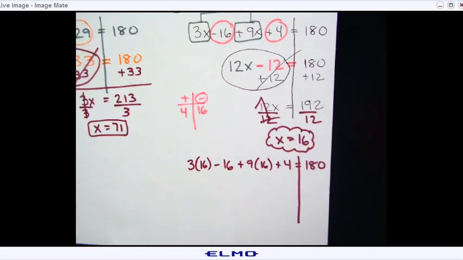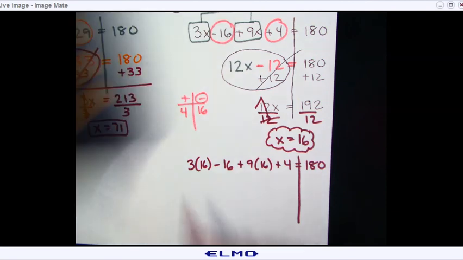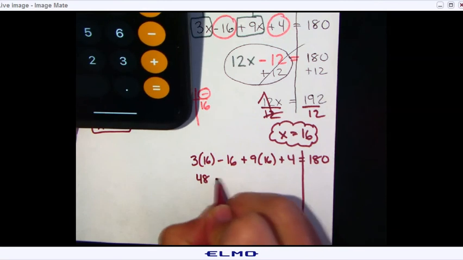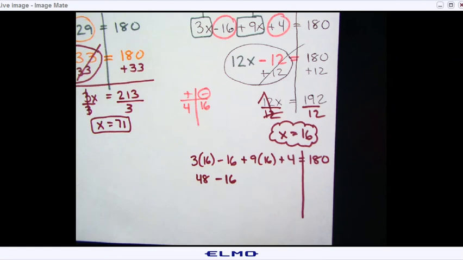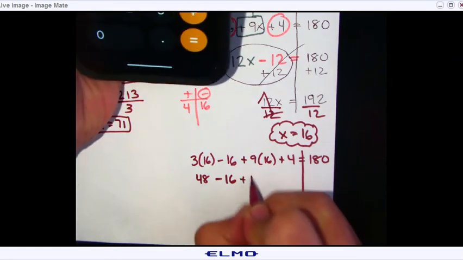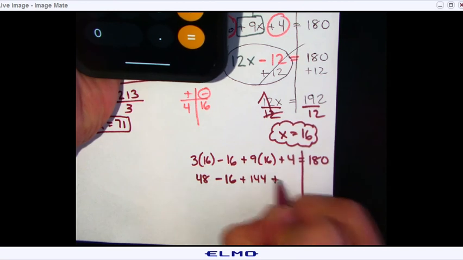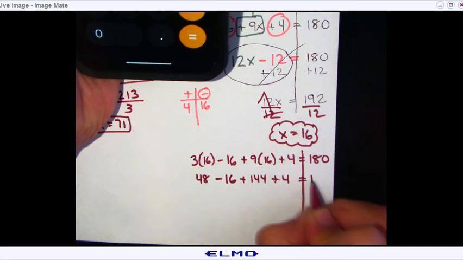Okay, so here we go. 3 times 16, let's check it out. 3 times 16 is 48. Minus 16, and 9 times 16. 9 times 16 is 144. Plus 4 should equal 180.